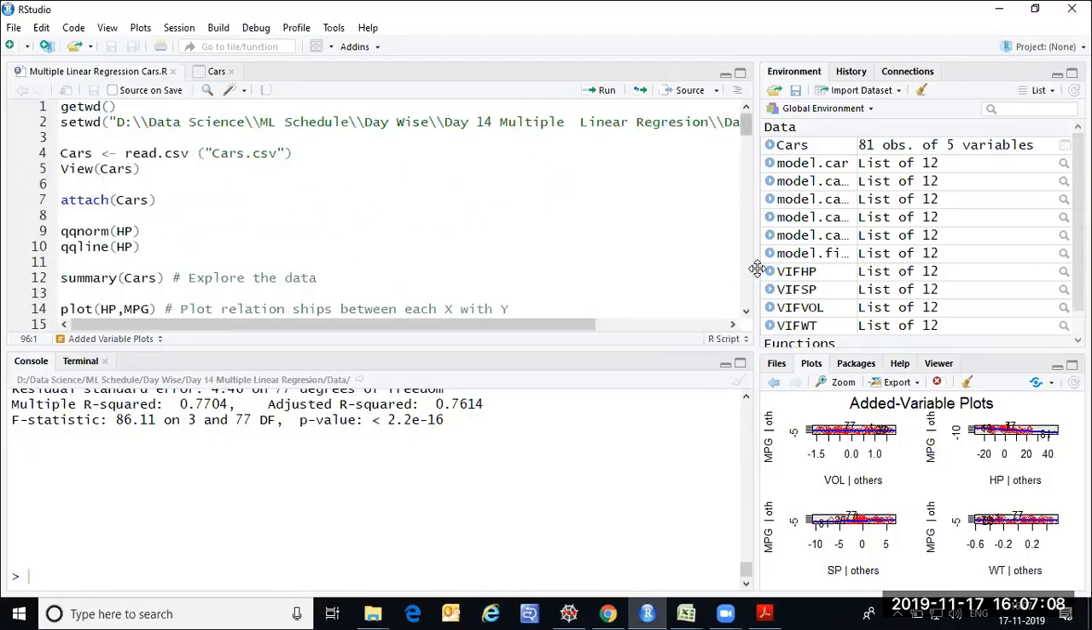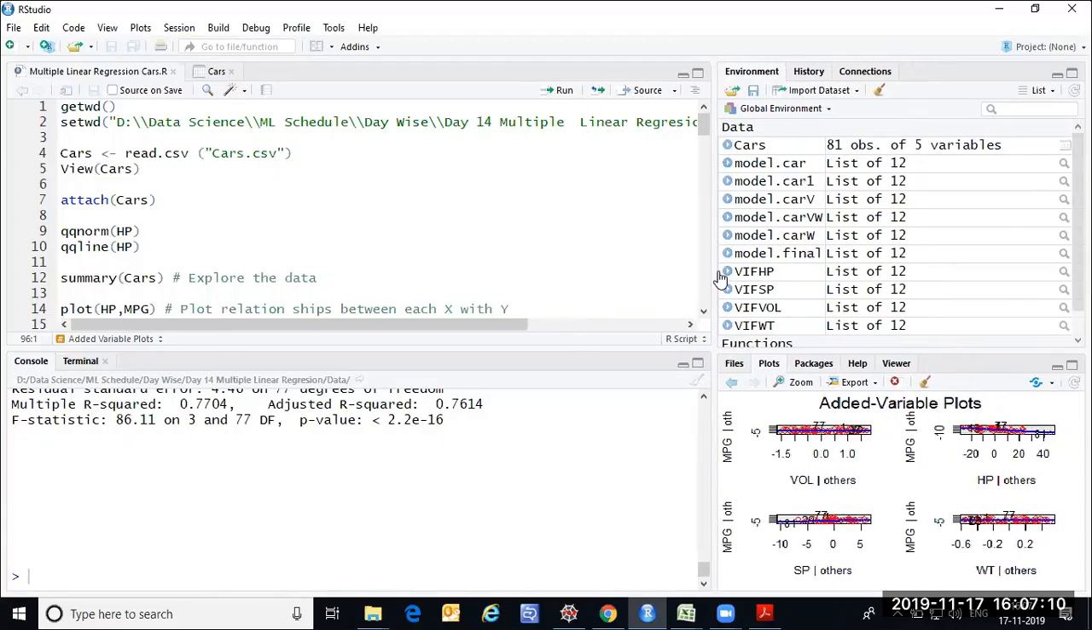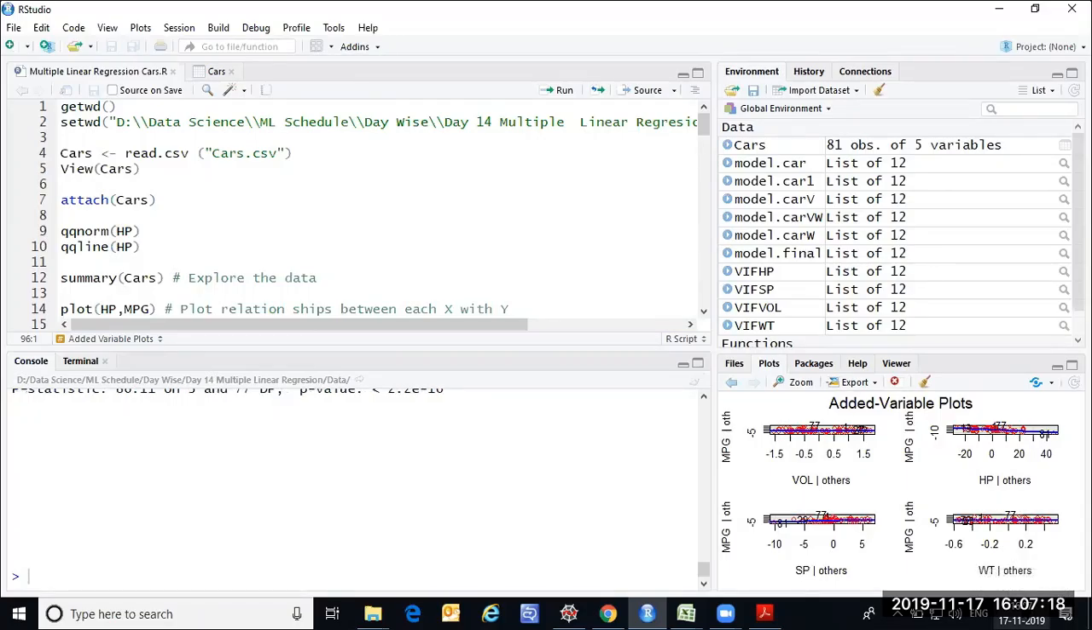Let's take a short break and come back by 4:30. 4:30 or 4:25, anything should be fine. Let's come back and we will continue with the Python part of multiple linear regression. Online folks, are you with me? Okay.